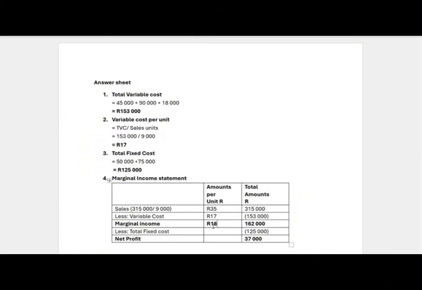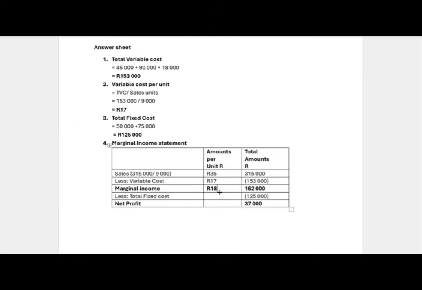All right, and then we are done. We just have to end there in terms of the amounts per unit. And then from there, we can go to number 5.